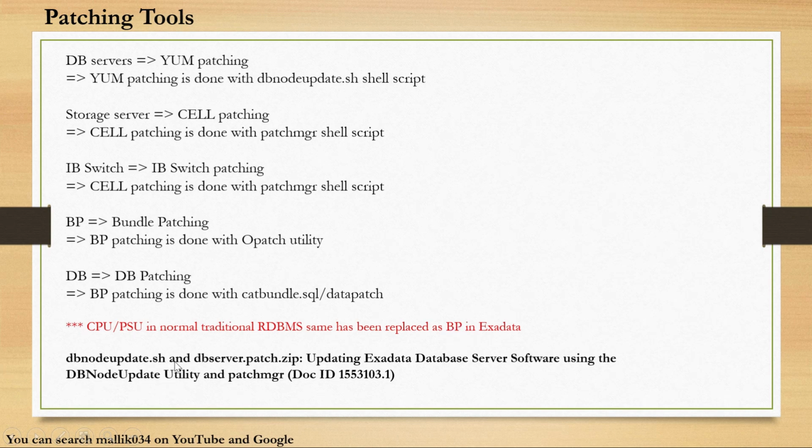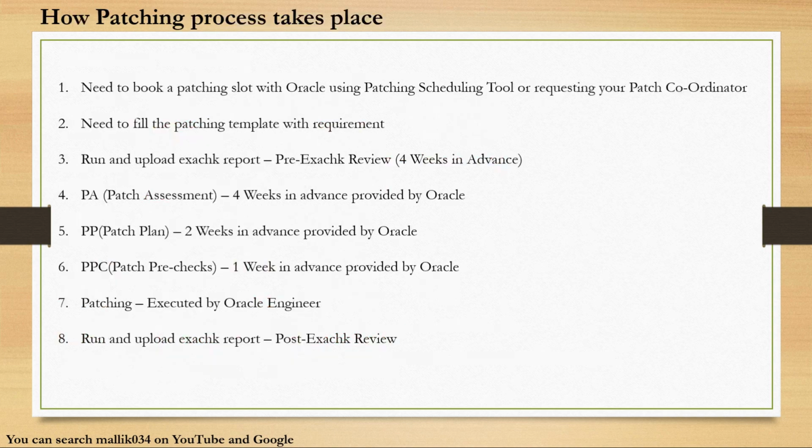So for dbnodeupdate.sh, the DB server patch zip and this document, you can get the dbnodeupdate.sh script, or you can go to 888828.1, which is the master document. You can find everything in that document. These are the patching tools, I can say. And now how the patching process works or takes place.